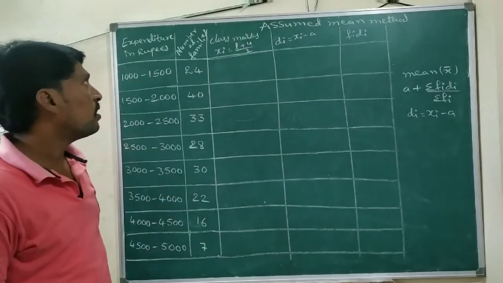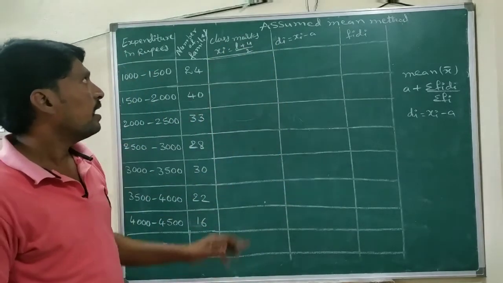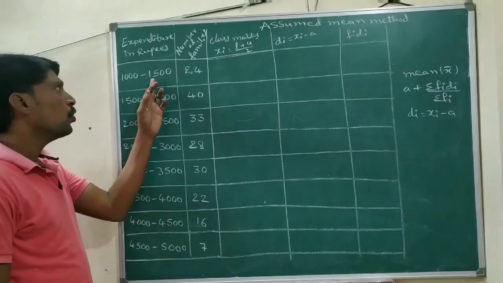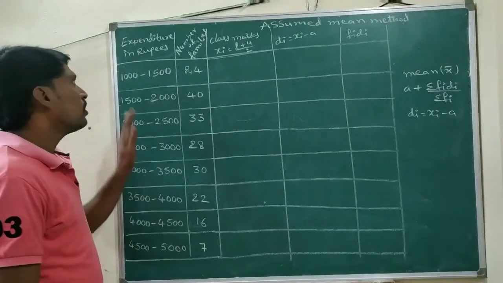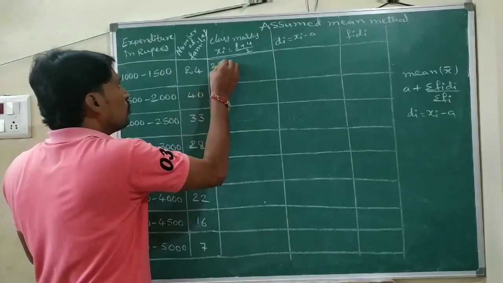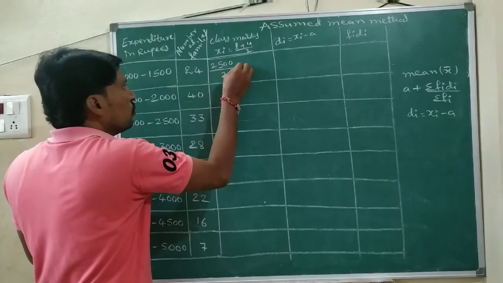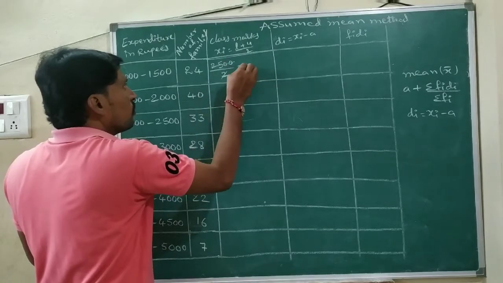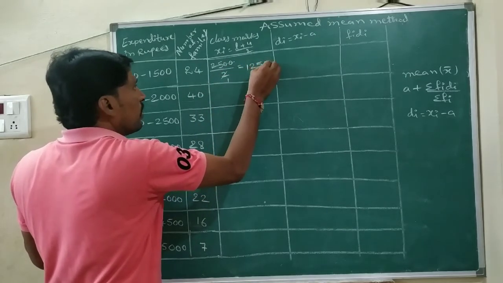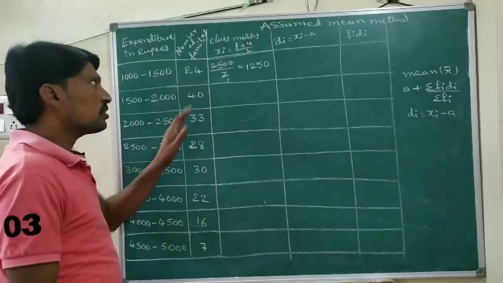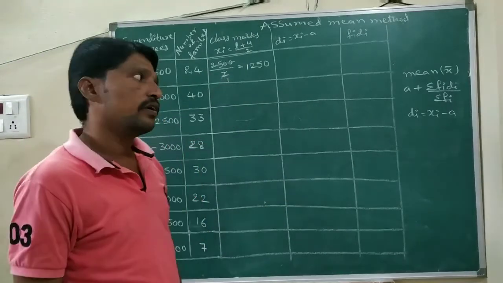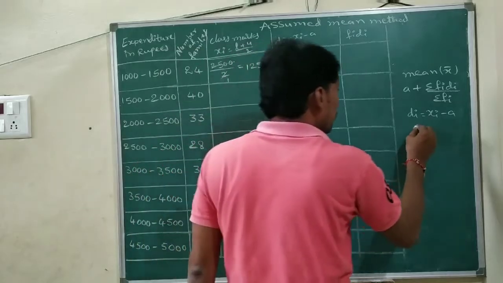So, the first class mark, how do we get it? Xi equals L plus U by 2. Here L is 1000 and U is 1500. 1000 plus 1500 is 2500, by 2. 2 1 the 2, 2 2 the 4, 1 remains, 2 5 the 10, and 0. So we got the first class mark: 1250.